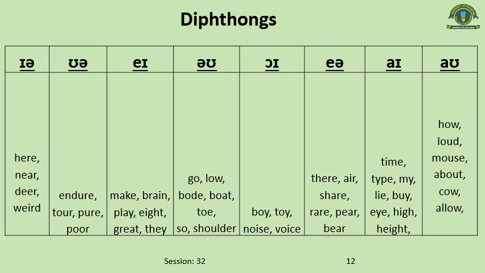Ow. And the keywords are how, loud, mouse, about, cow, allow. So I hope that you understand now what is the vowel glide when we say a diphthong.